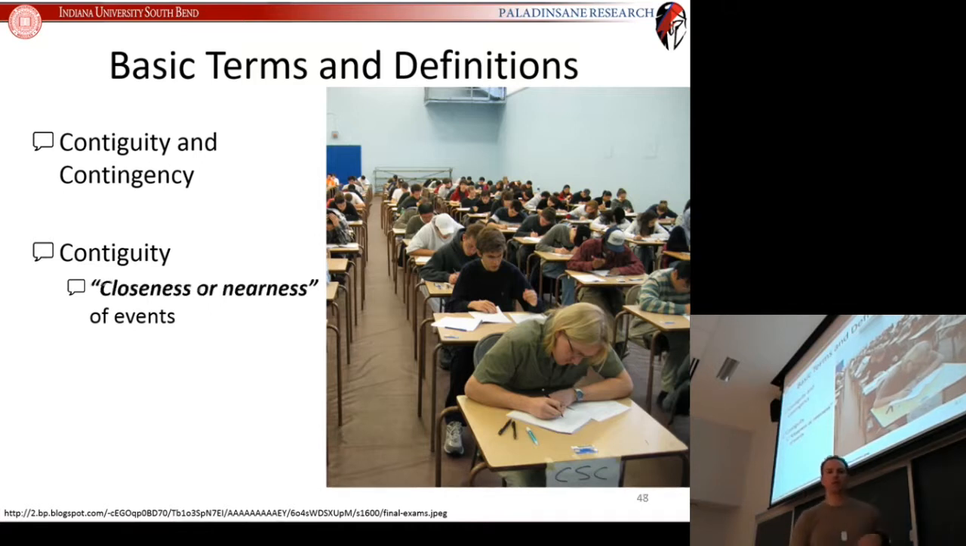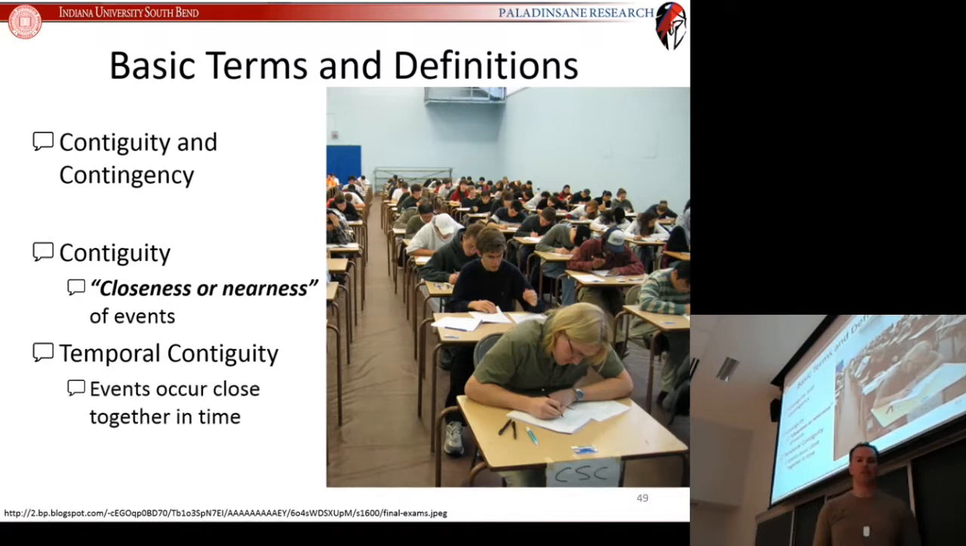That closeness or nearness is oftentimes one of two varieties: temporal contiguity or spatial contiguity. Temporal contiguity is a closeness or nearness together in time. That's the temporal aspect of contiguity. So if you get one event and then immediately after that a second event occurs, those two events are very temporally contiguous. They have high temporal contiguity. They're close together in time.